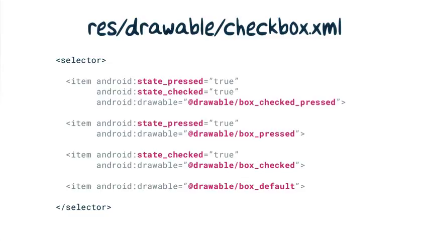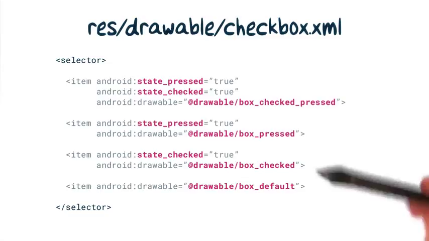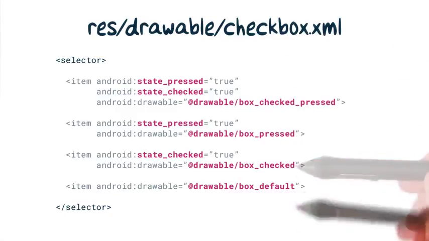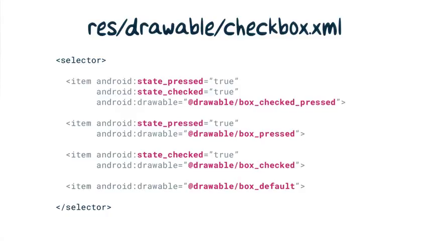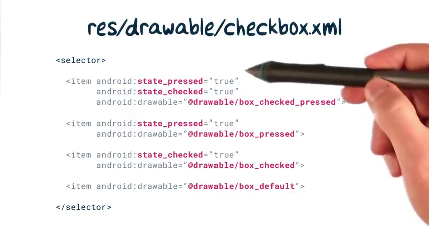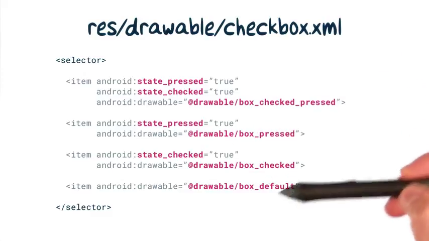When using a stateful drawable for a UI element, Android traverses the selector and looks for the first item that meets the minimum criteria for the state. So if you want to use an image to represent multiple states, such as this one, pressed and checked, that should be above the more general ones.